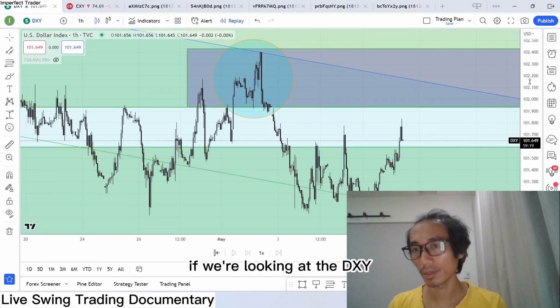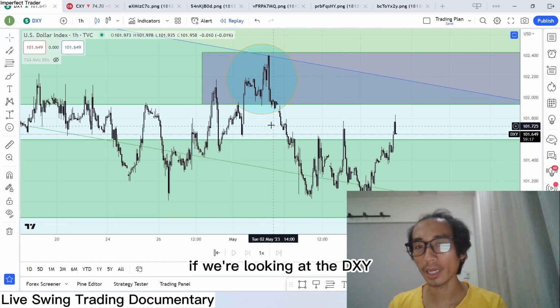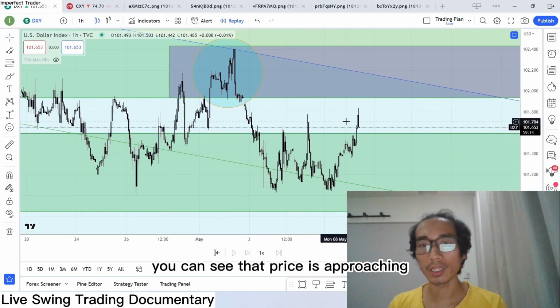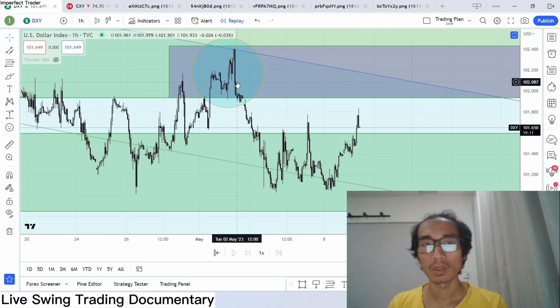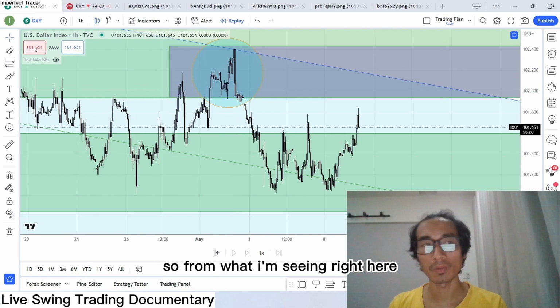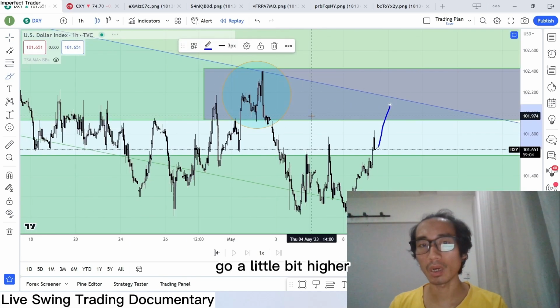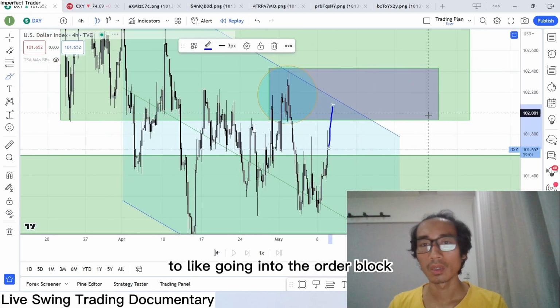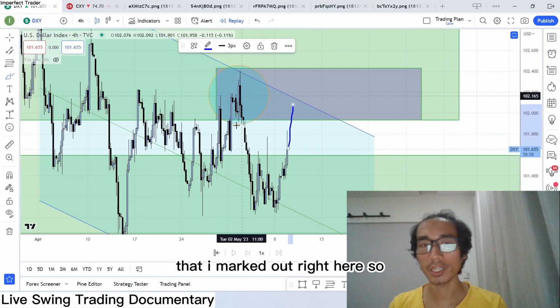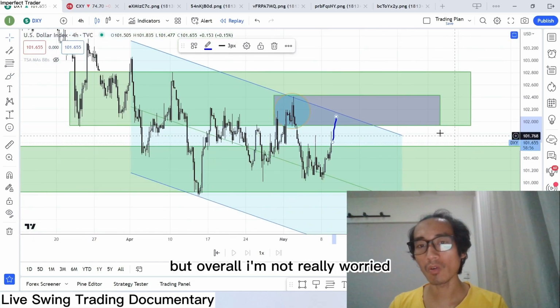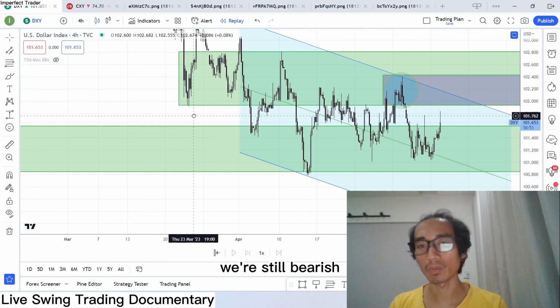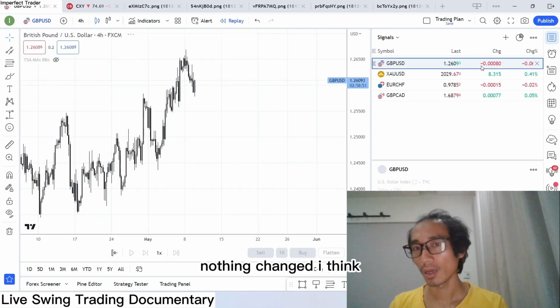If we're looking at the dollar index, DXY, you can see that price is approaching the zone that I marked out right here. From what I'm seeing, I will not be surprised to see DXY go a little bit higher, into the other blocks that I marked out right here. But overall, I'm not really worried. We're still fine. Nothing changed.